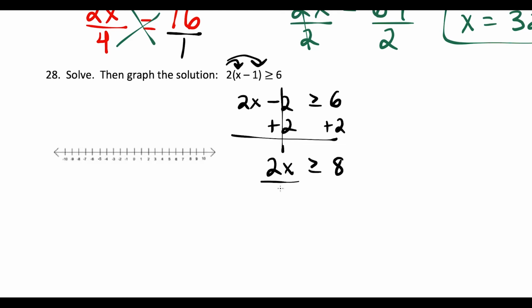And now dividing by positive 2 is not going to be a problem for the inequality. So this one we could kind of just treat it like it's an equation. So now we have x is greater than or equal to 4. Now this didn't print out too well, but 4 is over here.